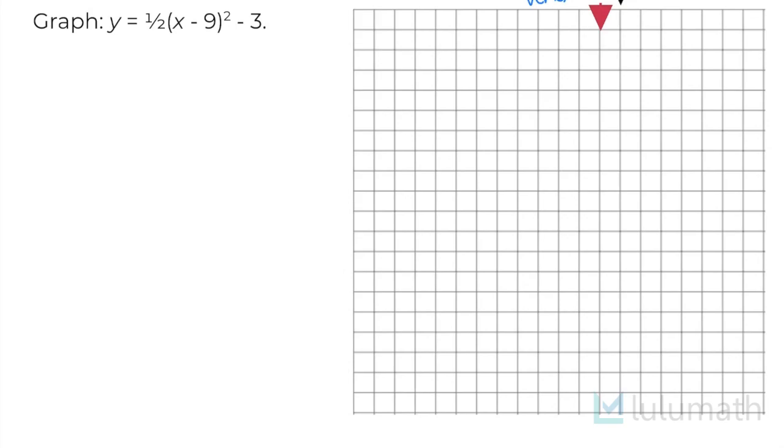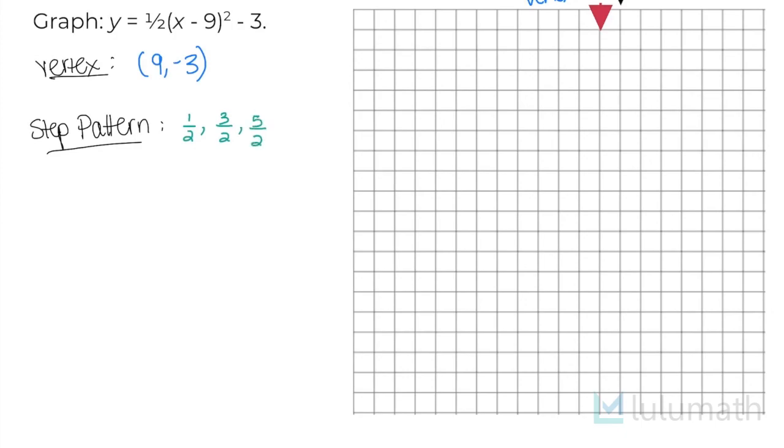Okay, for our next question, we need to determine the vertex as well as the step pattern. I would like for you to please determine the vertex and the step pattern on your own and come back to check to see how you did. So the vertex should be (9, -3), and the step pattern should be 1/2, 3/2, 5/2, 7/2, and so forth. Or if you said 0.5, 1.5, 2.5, 3.5, and so forth, that also works as well.